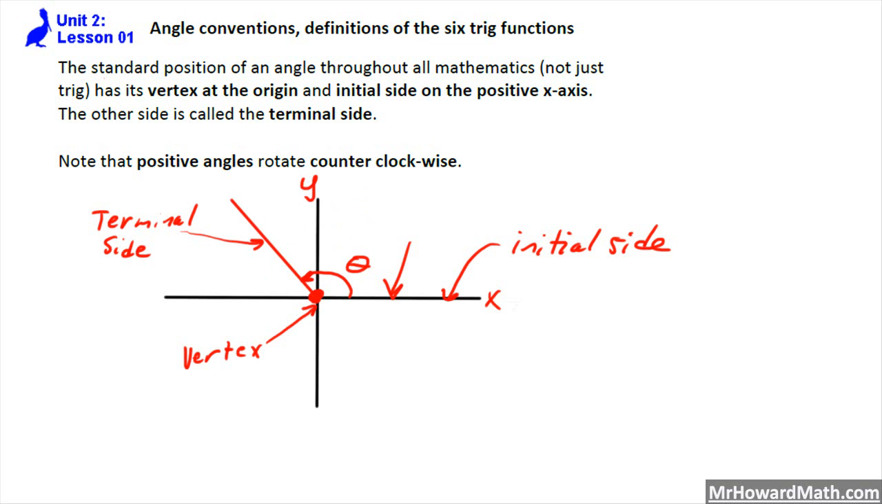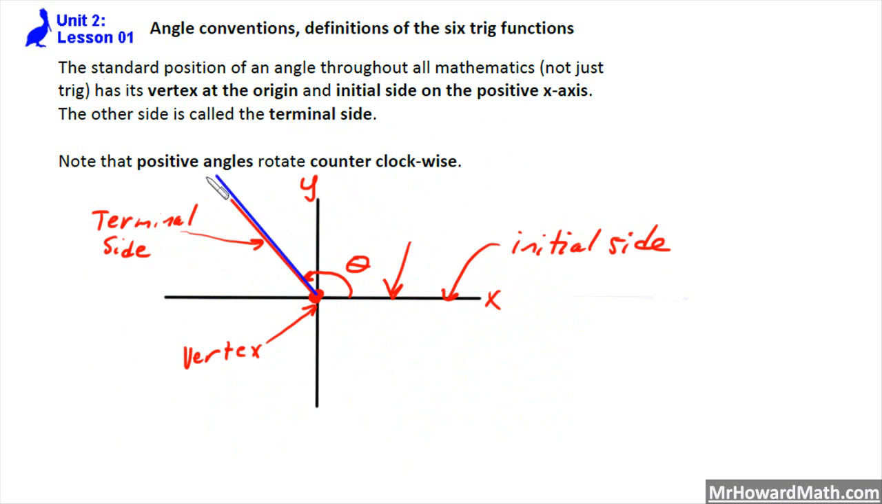So since I've already drawn on this, I'll go through that one more time. So we have the vertex right here, follow the blue line here. Our initial side is here on the positive x-axis. We start here. As we rotate around in the positive direction, we're going counterclockwise, and wherever it stops, that would be the terminal side where we measure the angle from the positive x-axis to this terminal side. If we're going positive, we need to go counterclockwise like this. Negative would be clockwise like this.